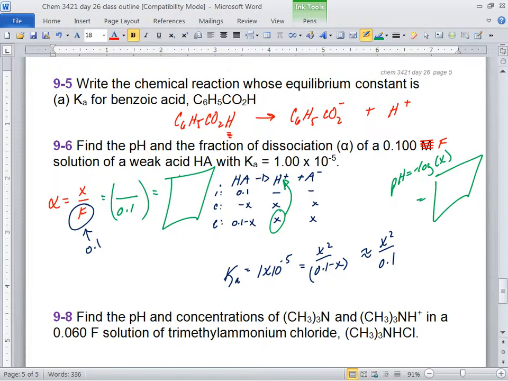1 times 10 negative 5 times 0.1, square root, for your X. So that goes there. Then what's the negative log of it? That's 3, right? Yeah. No, that's not bad. That'd be 1 times 10 negative 2. Okay.